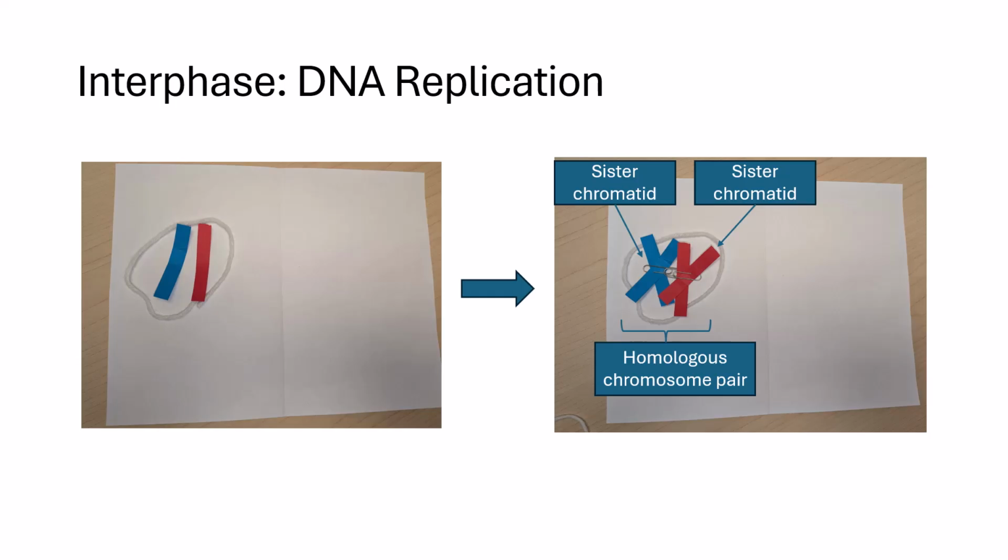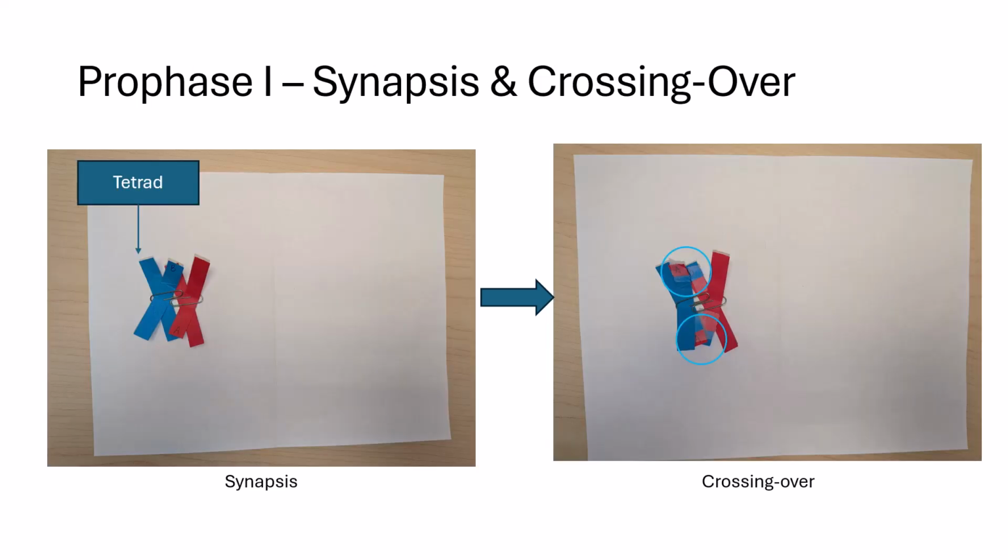Each colored paper strip represents 1 chromosome. When you clip 2 strips of the same color together, you are modeling sister chromatids joined at the centromere. Because you have 2 different colors, you are also modeling homologous chromosome pairs, 1 chromosome from each parent. At this point, the cell contains duplicated homologous chromosomes, but they are still inside 1 nucleus and have not yet paired or separated.